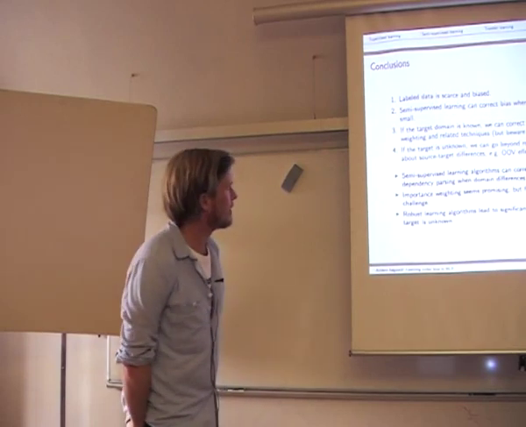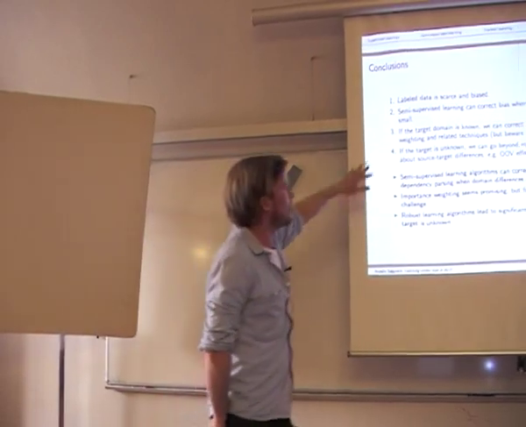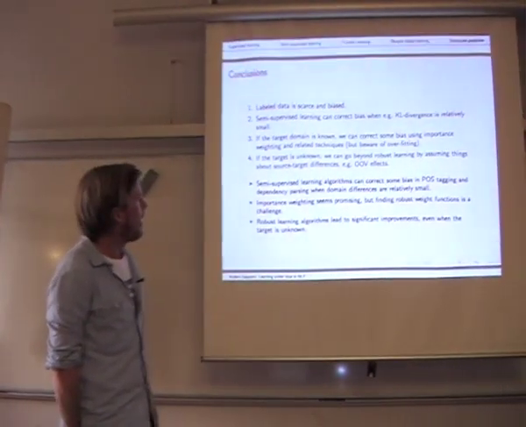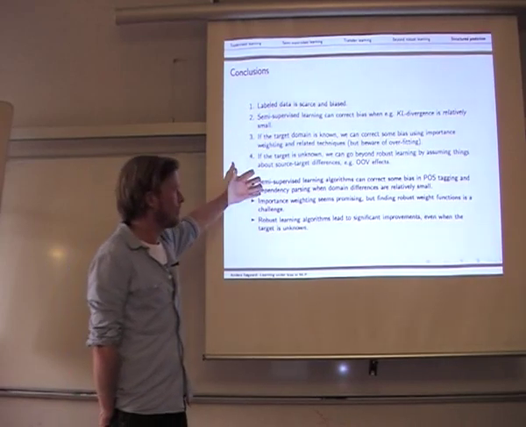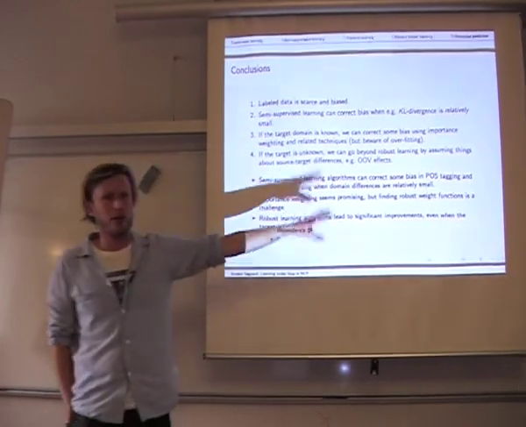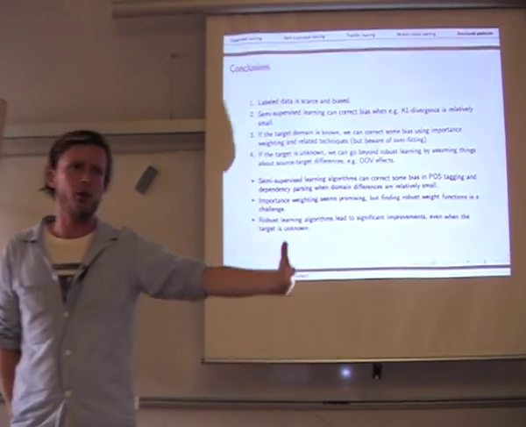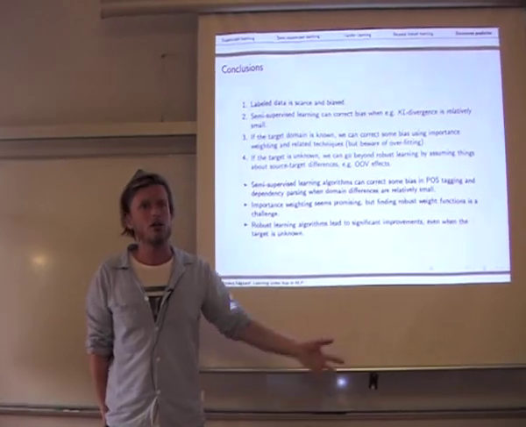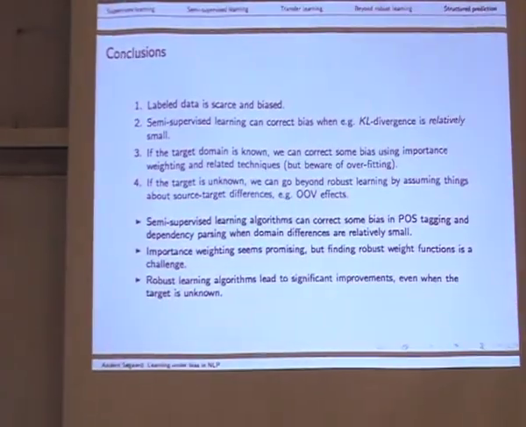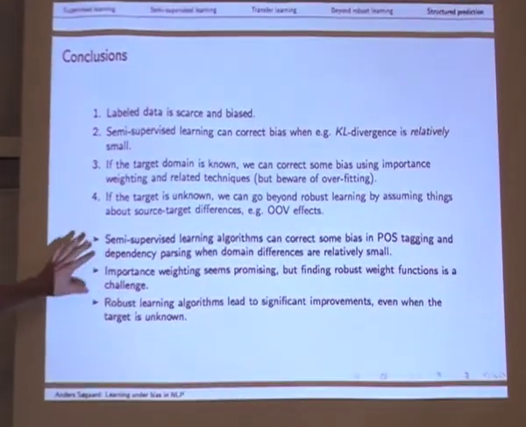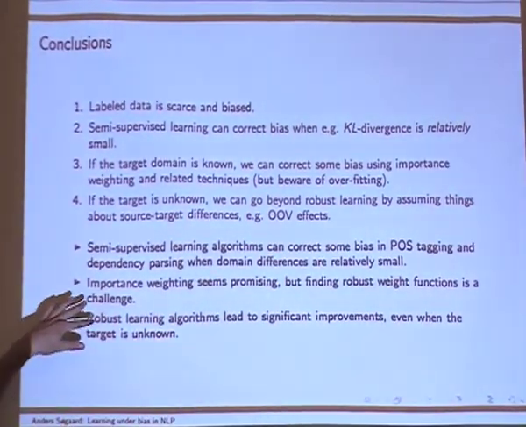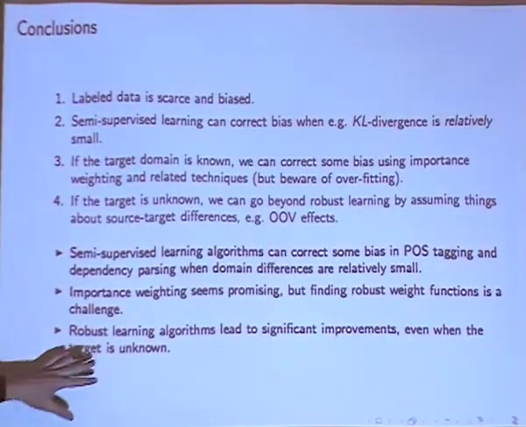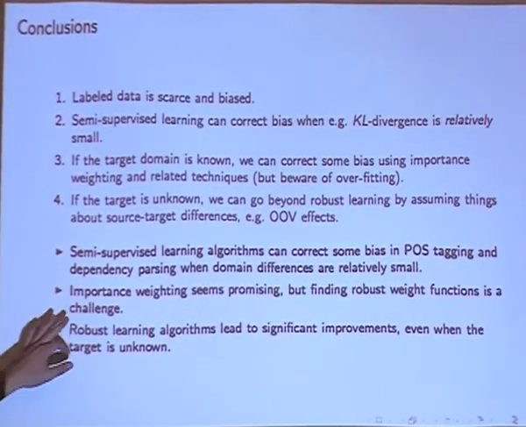I guess these are the take-home messages. So I've talked about all this already. This was the machine learning part of the talk. I guess what I want to say is that using semi-supervised learning algorithms, which is what a lot of people are doing dealing with domain adaptation in NLP, is a good idea when domain differences are relatively small. So when KL divergence, for example, is relatively small. Importance weighting seems promising, but there is some work to be done on finding robust weight functions. And robust learning algorithms can lead to significant improvements even when the target is unknown.